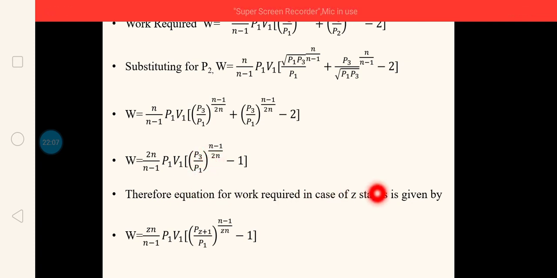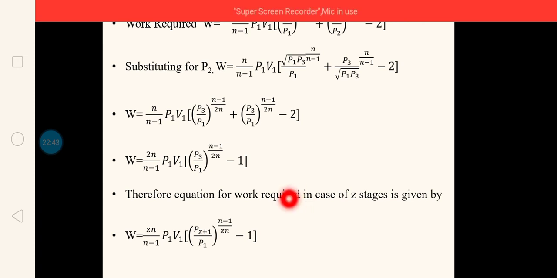So if the compression is Z stage compression, 3 stage, 4 stage, whatever it may be, if Z is the number of compressions required, if it is 3 stage compression, Z value is 3. In that case, the general form of the equation becomes: work requirement is equal to Z into n by n minus 1 P1 V1. Here, when it was 2 stage, this pressure is P3. Suppose Z, that means it is P of Z plus 1. So here it is P of Z plus 1 divided by P1 all raised to n minus 1 by Zn, minus 1. That will be the general equation.